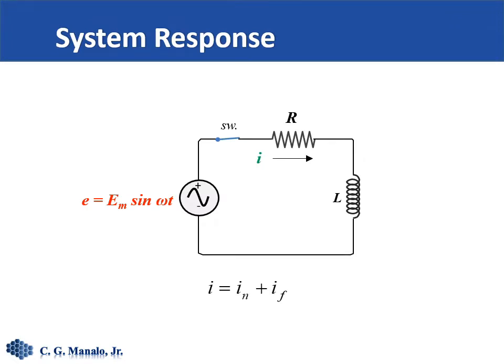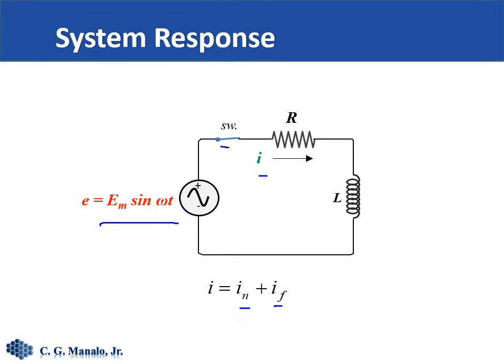Here we have a series RL circuit, and this circuit is driven by a simple sinusoidal source via a switch. And the question here is, what is the response of the circuit or the resulting current when we close the switch? The response here will be a composition of two terms, the natural response and the forced response of the circuit.